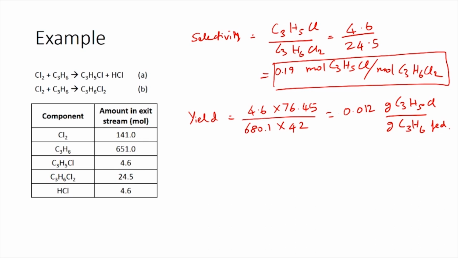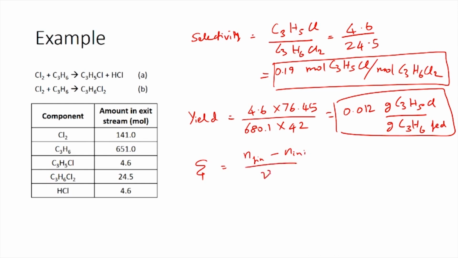The last value which you have been asked to calculate is the extent of reaction. So, the extent of reaction is calculated as N final minus N initial divided by the stoichiometric coefficient. So, for reaction 1 we would calculate it as 4.6, which is the number of moles of C3H5Cl which has been formed, minus 0 which would be the number of C3H5Cl moles which has been supplied initially, divided by its stoichiometric coefficient which is 1, giving you the extent of reaction as 4.6.